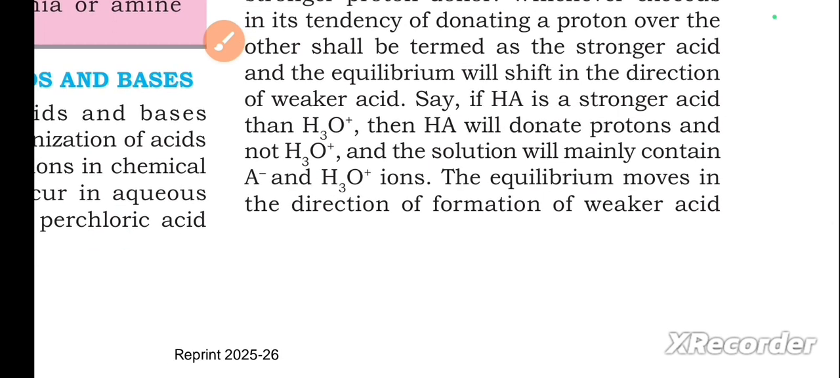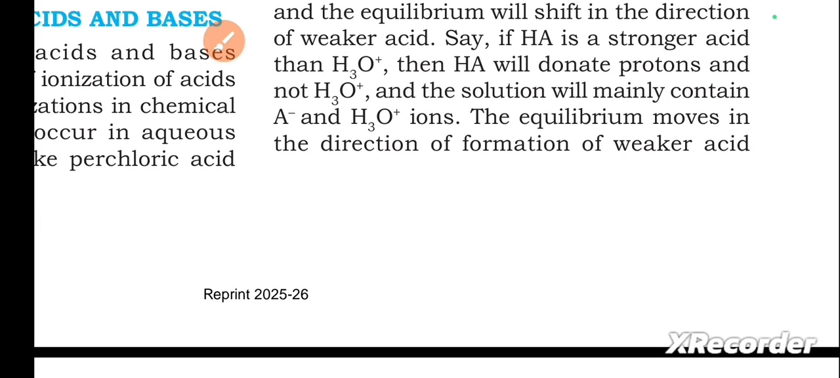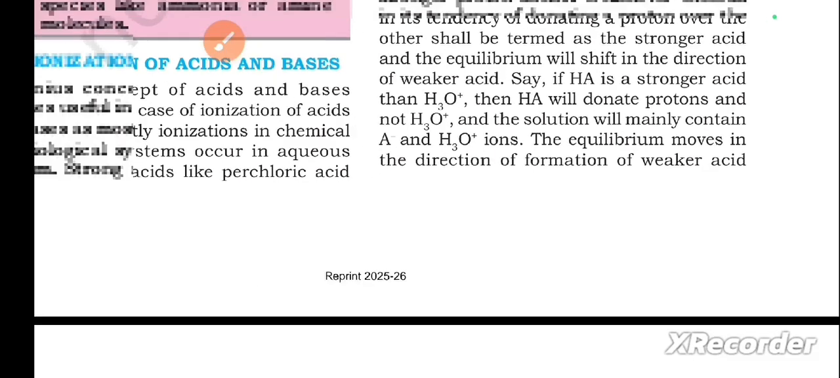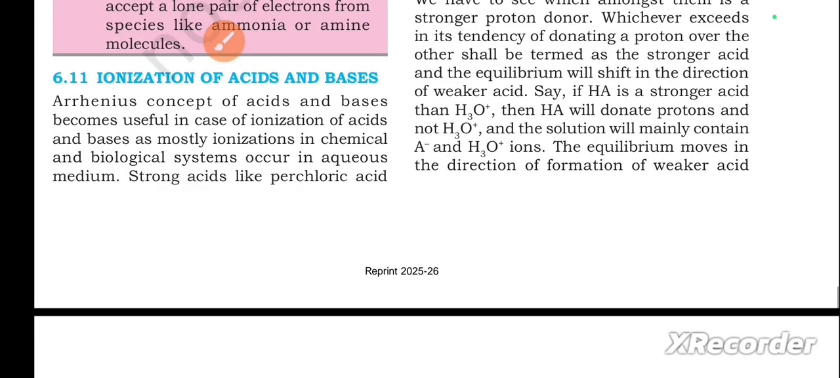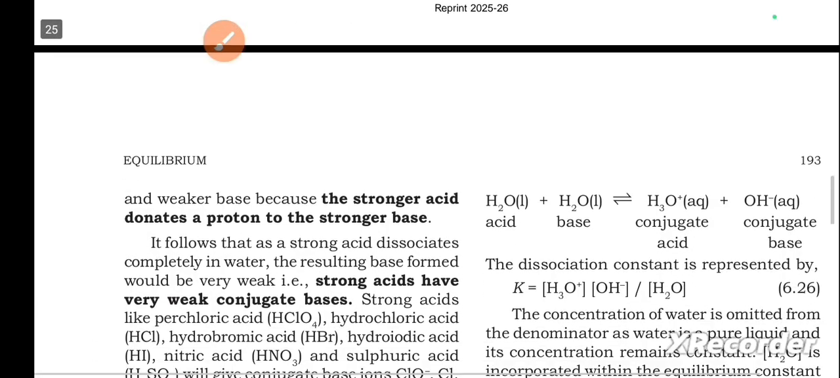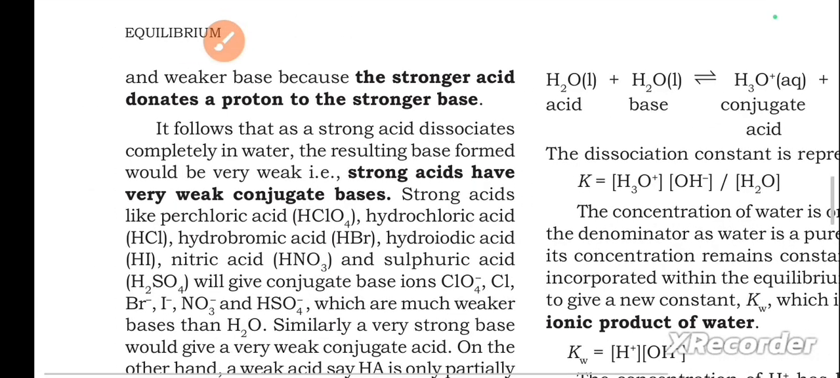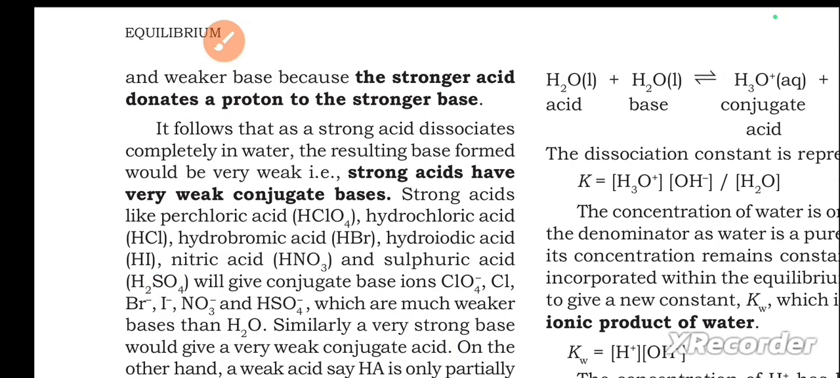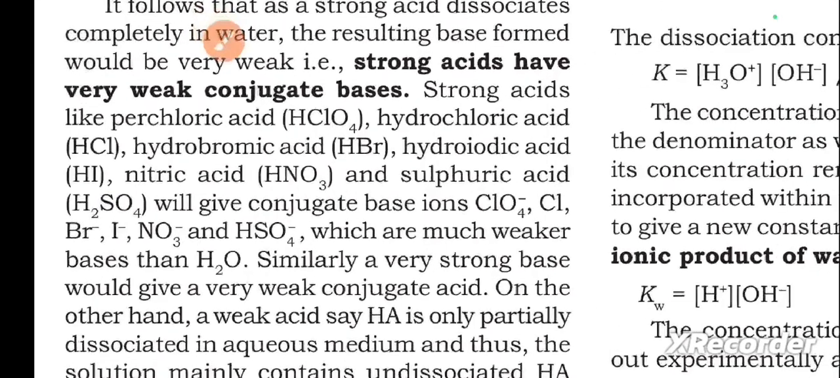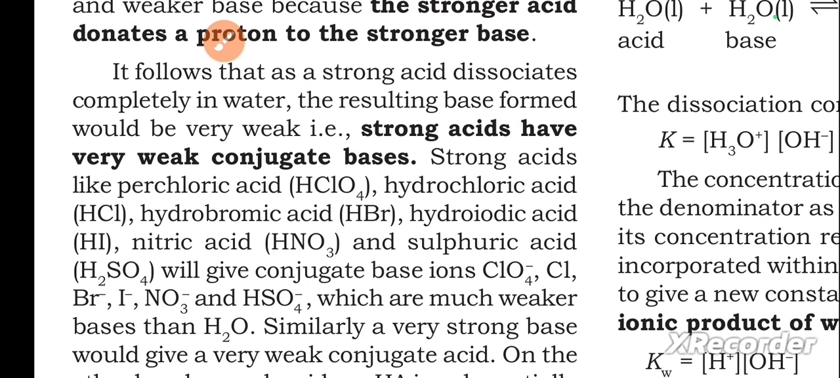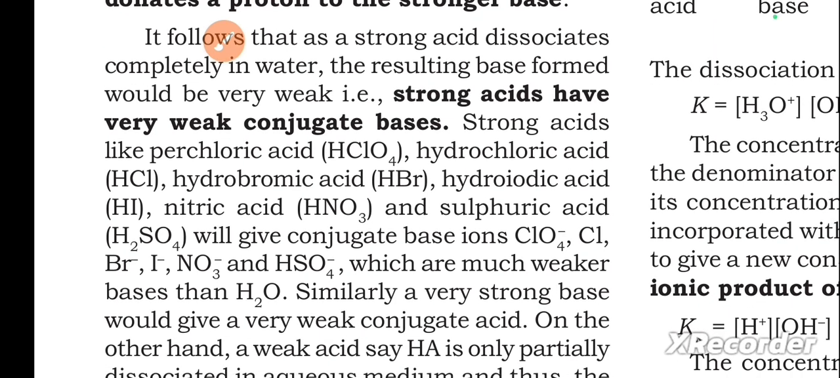Say if HA is a stronger acid than H3O+, then HA will donate protons and not H3O+, and the solution will mainly contain A- and H3O+ ions. The equilibrium moves in the direction of formation of the weaker acid and weaker base because the stronger acid donates a proton to the stronger base. It follows that as a strong acid dissociates completely in water, the resulting base formed would be very weak. That is, strong acids have very weak conjugate bases.